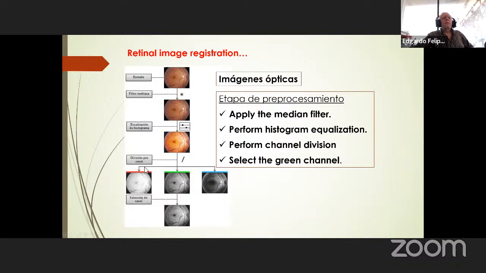And we divide it in 3 channels. Every color image has 3 channels: red channel, green channel, and blue channel. The green channel, this one, is very similar to this image transformed to gray level, but with much less noise.